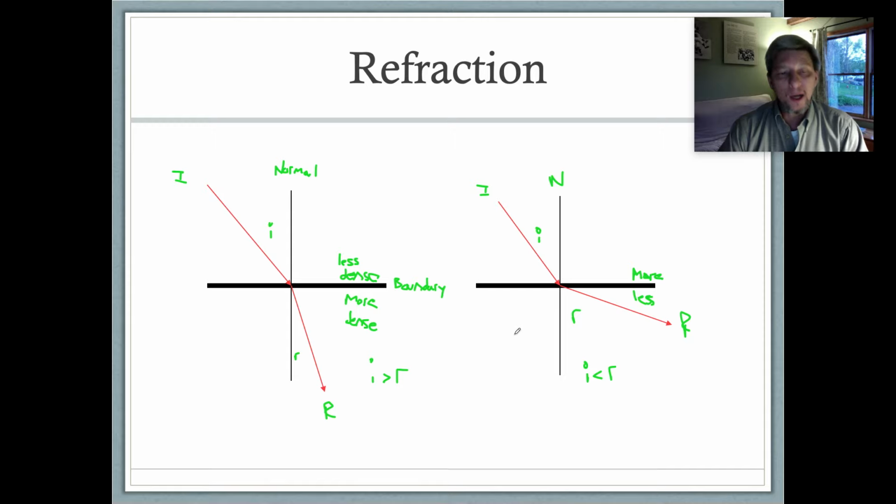In any event, that is a quick summary of light. Tomorrow, we're going to get into even more detail with refraction and a few other things.